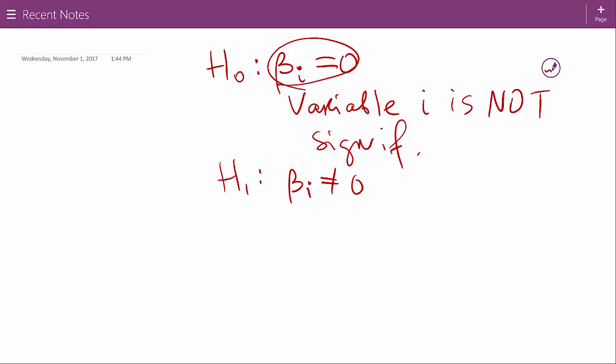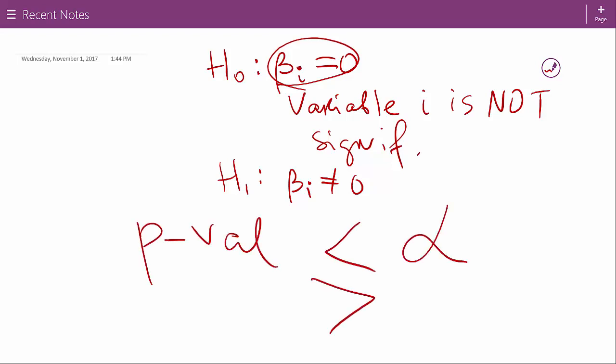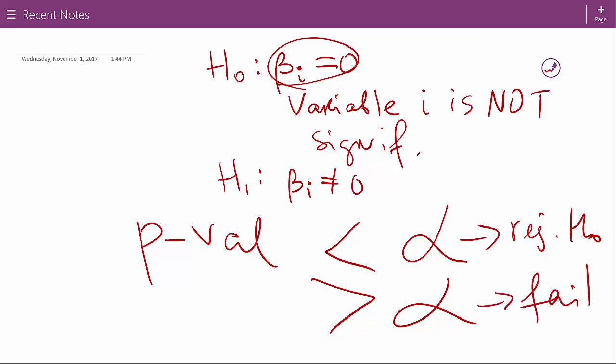And how did we test the hypothesis? We got the p-value, and then you compare the p-value against alpha. Is it less than alpha? Is it greater than alpha? If it is less than alpha, then you reject the null. If it's greater than alpha, then you fail to reject the null. So that's basically the idea behind it. The same exact thing happens here.